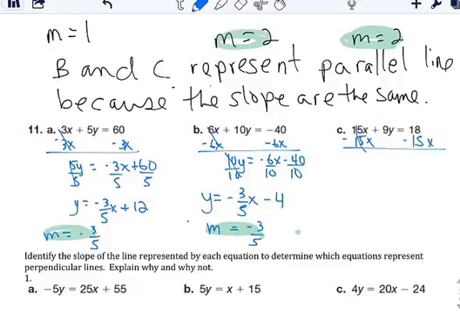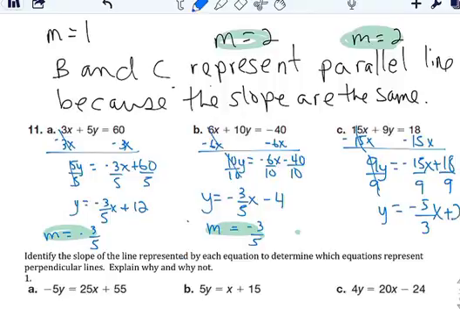5x minus 15x. Okay, so that gives you 0. 9y equals negative 15x plus 18. Okay? So you divide by 9, divide by 9, divide by 9. Y equals, reduce that to negative 5 over 3x plus 2. The slope here is negative 5 over 3. So that's not parallel because the slope is different.